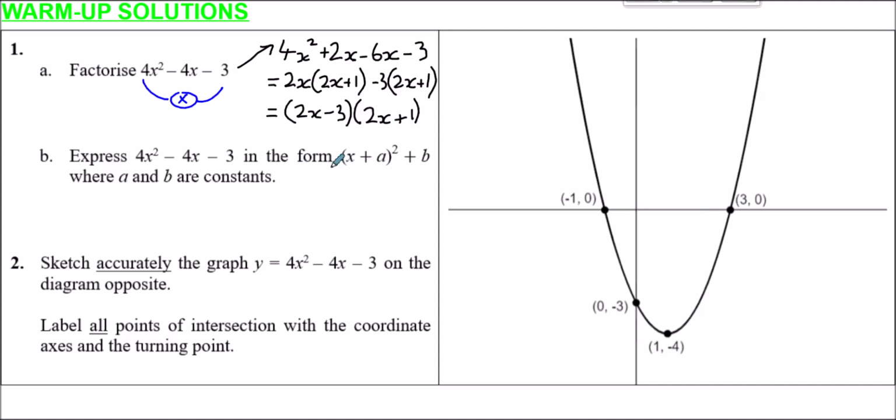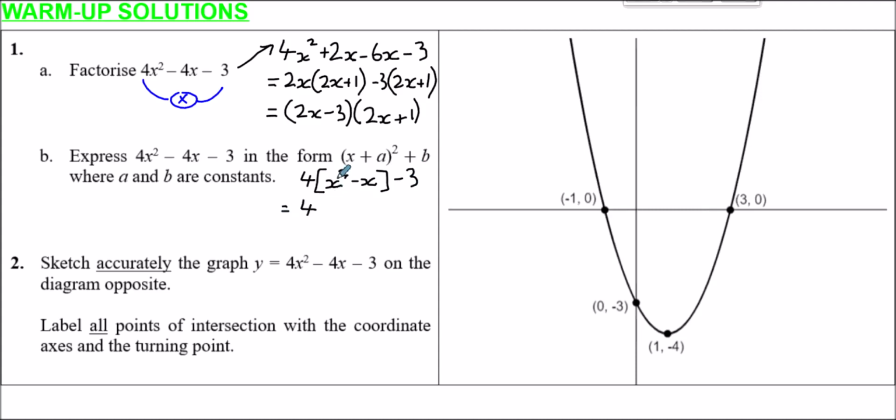Part B, we need to express this in completed square form, where a and b are constants. And so we can only complete the square when we've got a unitary x squared. Here we've got 4x squareds. So the first thing we do is to factorise out this 4 straight away. So factorise out the 4 from any terms involving an x. So we get 4 brackets x squared minus x, then that minus 3 on its own.